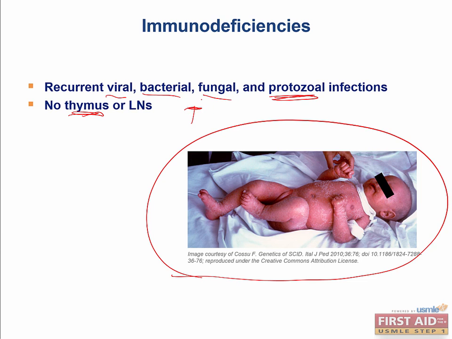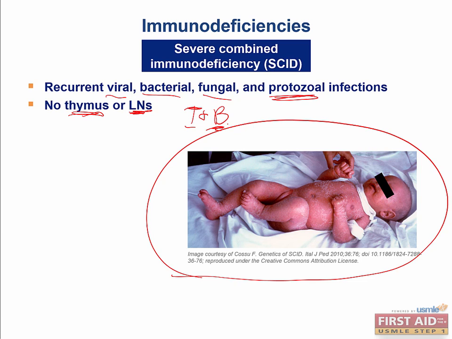No T cells, okay? And you see no lymph nodes evident. What does that mean? No B cells. So both T and B cells are missing. What is this condition? This is severe combined immunodeficiency, also known as SCID. Now, what's it due to? You can remember the reasons using the acronym RAM, R-A-M.